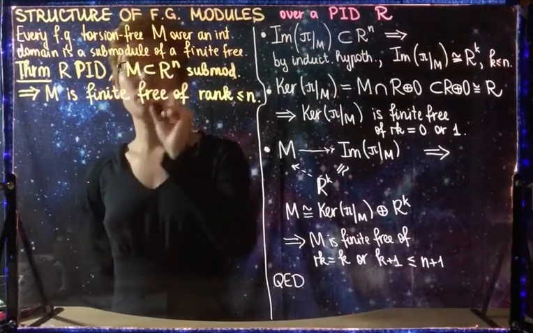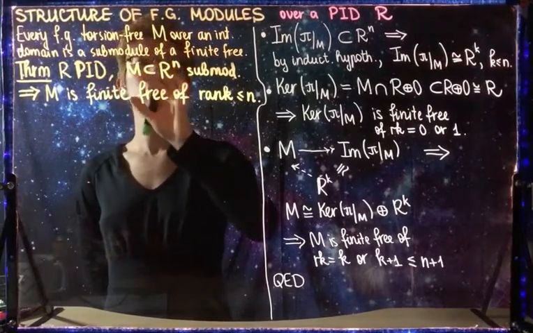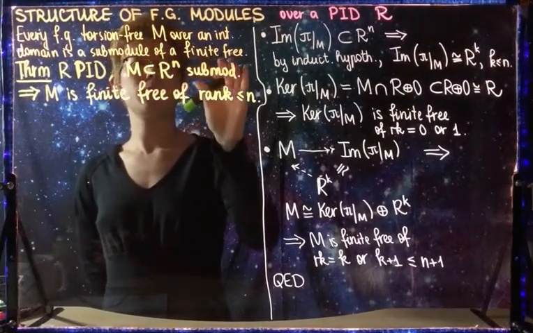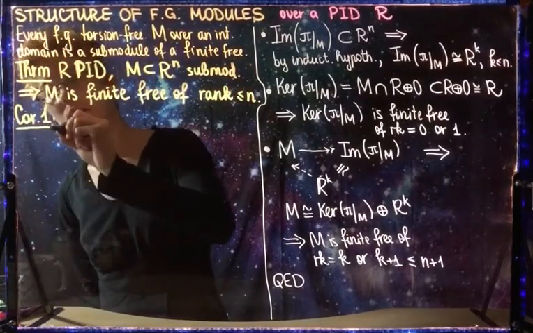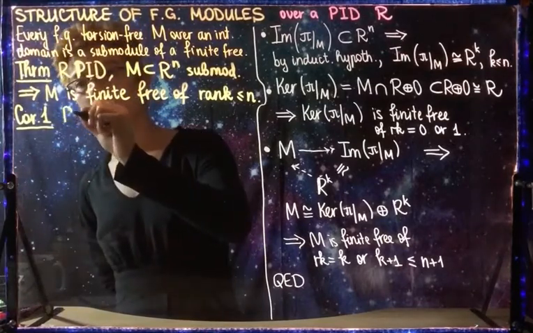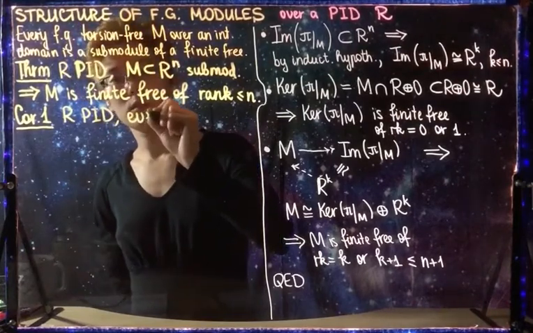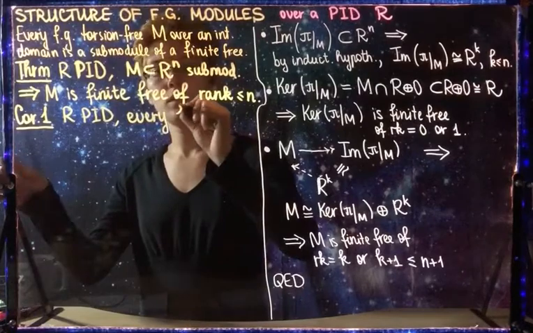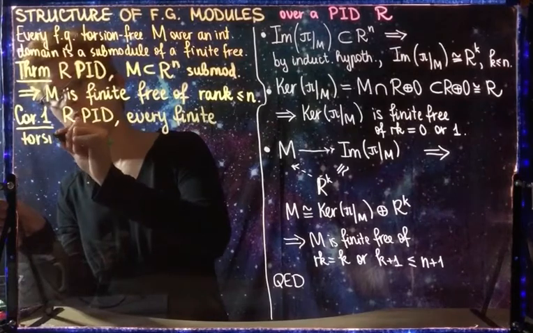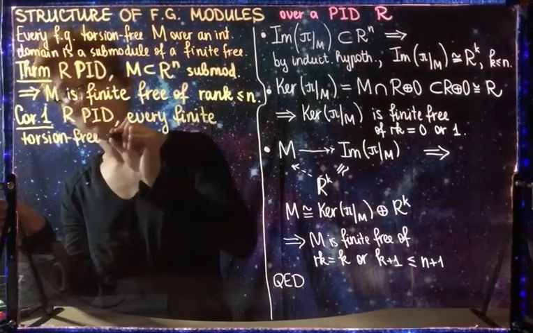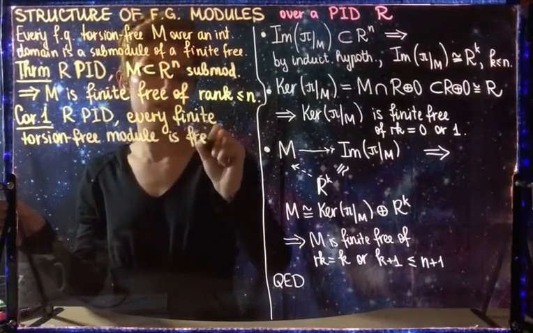And now combine this theorem with the fact from the previous lecture that every finitely generated torsion-free module is a submodule of a finite free module, and we get corollary 1: over a principal ideal domain, every finitely generated torsion-free module is free.